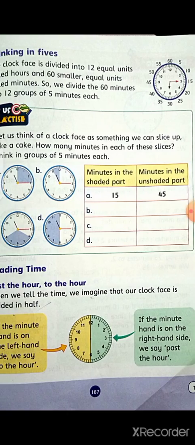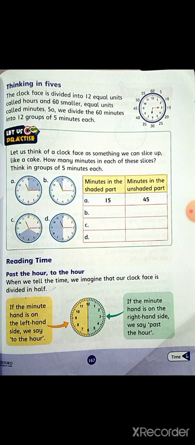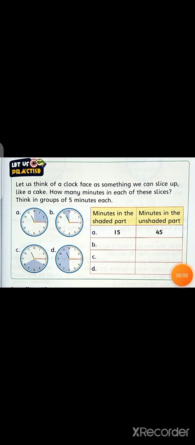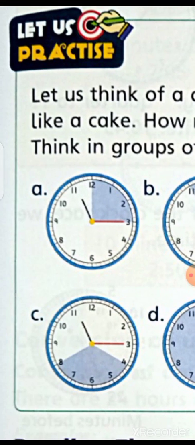Let's practice how many minutes in each of these slices. There are 4 clocks shown, and some part is shaded, just like a fraction. So you have to tell how many minutes in the shaded part and minutes in the unshaded part. Look at this clock in part number A. Some part is shaded and some of the part is not shaded. So we will tell the number of minutes in the shaded part and the number of minutes in the unshaded part.